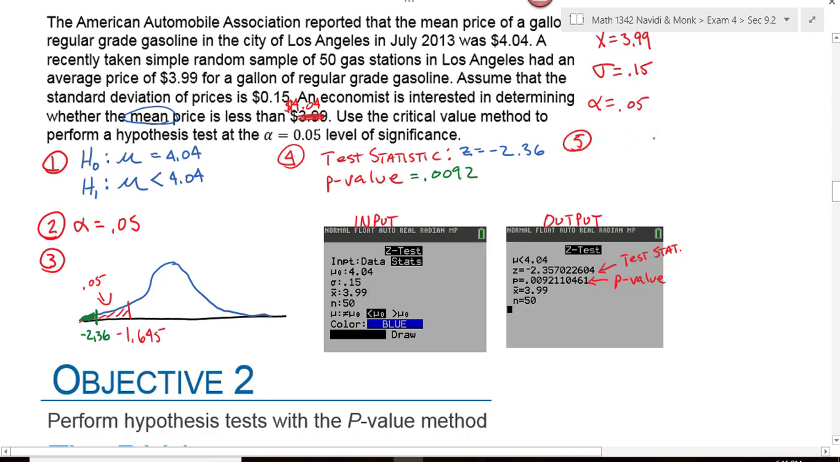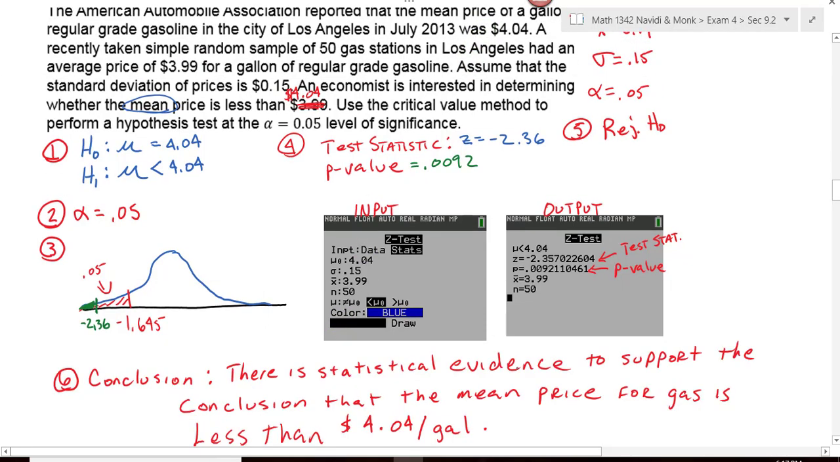Would we reject or fail to reject the null hypothesis based on this output? Then step 6 would be to write your conclusion. We could say there is statistical evidence to support the conclusion that the mean price for gas is less than $4.04 per gallon. When you're writing up your conclusion, if you reject the null hypothesis, you've proven the alternative hypothesis. Because you've proven that, and that's what our economist was interested in, we can just restate what he was interested in in our conclusion and say that we did have statistical evidence to support that conclusion.